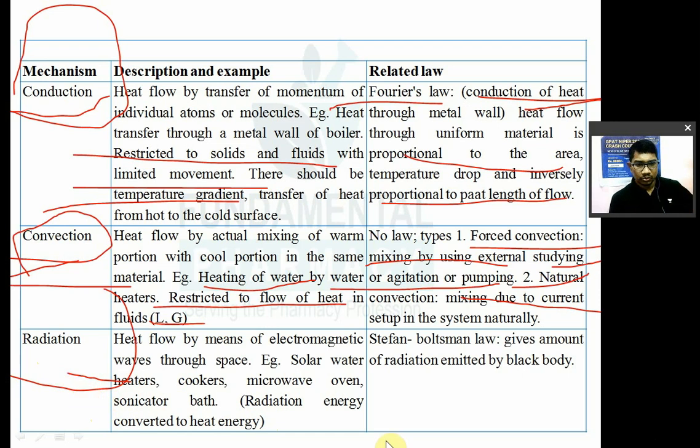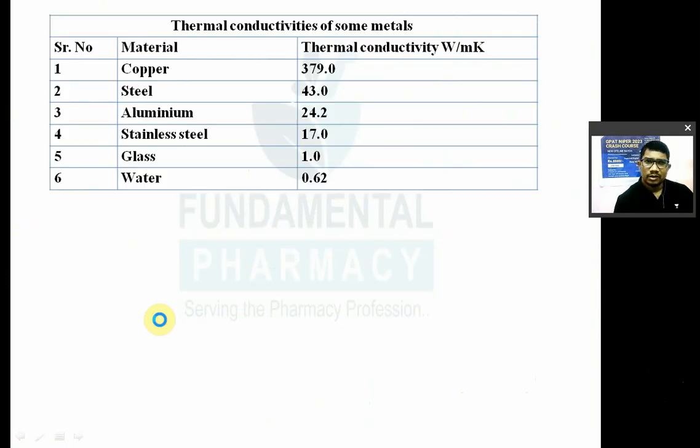Solar cookers, सोलर कुकर्स, माइक्रोवेव ओवन में भी देखो आप क्या होता है, उसमें इलेक्ट्रिकल एनर्जी है दैट इज कन्वर्टेड इनटू रेडिएशन एनर्जी एंड दैट विल कन्वर्ट इनटू हीट एनर्जी. सोनिकेटर बाथ, रेडिएशन एनर्जी इज कन्वर्टेड इनटू हीट. तो इसका लॉ कौन सा है, स्टीफन बोल्ट्जमैन लॉ. Used for the amount of radiation which is emitted by black body. We will see thermal conductivities of some material.